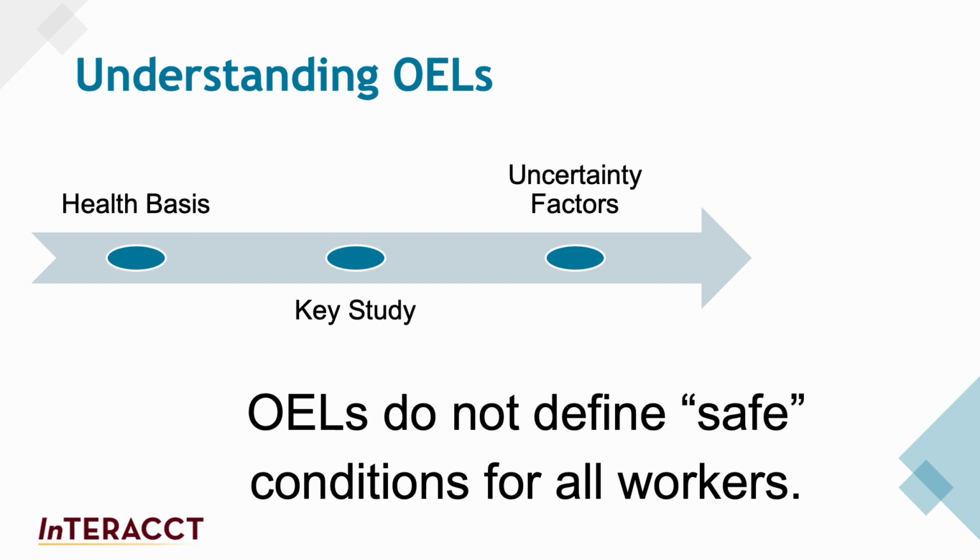In this module, I've attempted to provide information about the process of setting OELs while highlighting the complexity and the uncertainties that go into this process. It should be clear that while organizations that set OELs seek to prevent ill health among workers, compliance with an OEL cannot ensure that no worker will ever become ill. That is, the OEL does not define safe conditions. An industrial hygienist should have the goal of minimizing chemical exposures, not simply complying with an OEL.